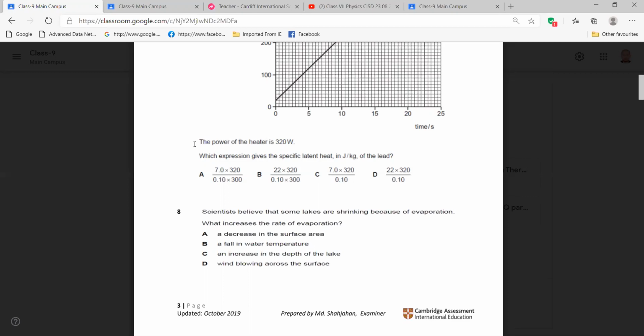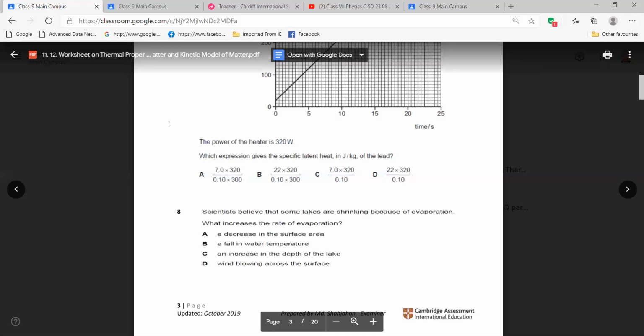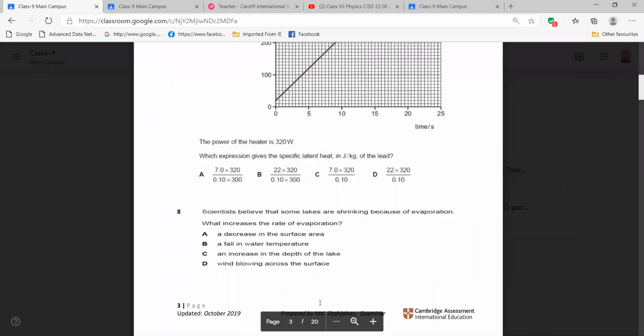Sir, can we repeat again, sir? One minute, I just understand. Evaporation increases for surface area, more temperature, and wind blowing. Is it clear? Yes, sir. Adnan Rahim, Faiza, are you clear? Yes, sir. Then evaporation decreases for what? Humidity. Yes, sir.